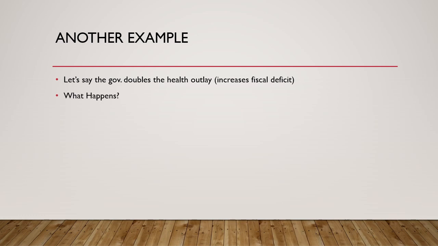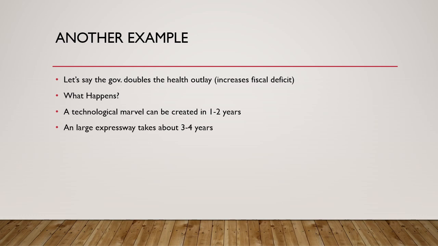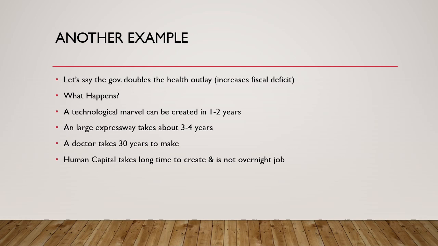A technological marvel that can improve the productivity may take 1 or 2 years to get created. A large expressway can be done in 3 to 4 years. But to create a doctor, it takes about 30 years. It's a human capital that takes a long time to create. And no matter the amount of money, no money can help beyond a point in that. And so, if the government does that, where would the good quality doctors come from?